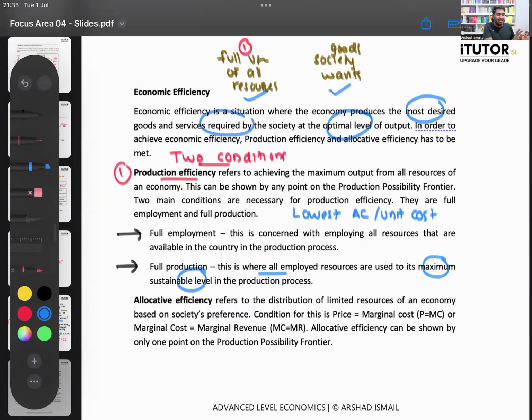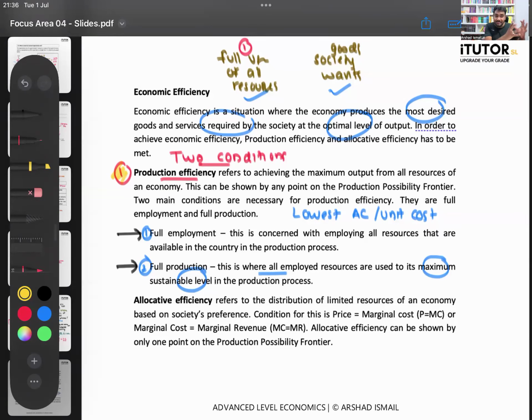Labor is working for 8 hours. If a machine can run for 15 hours, then it's working for 15 hours. If these two sub-conditions are met, then you can achieve productive efficiency or production efficiency. What is production or productive efficiency? Production or productive efficiency is where you get the maximum sustainable output from your resources. Or in other words, another way of defining it, you produce at the lowest average cost.